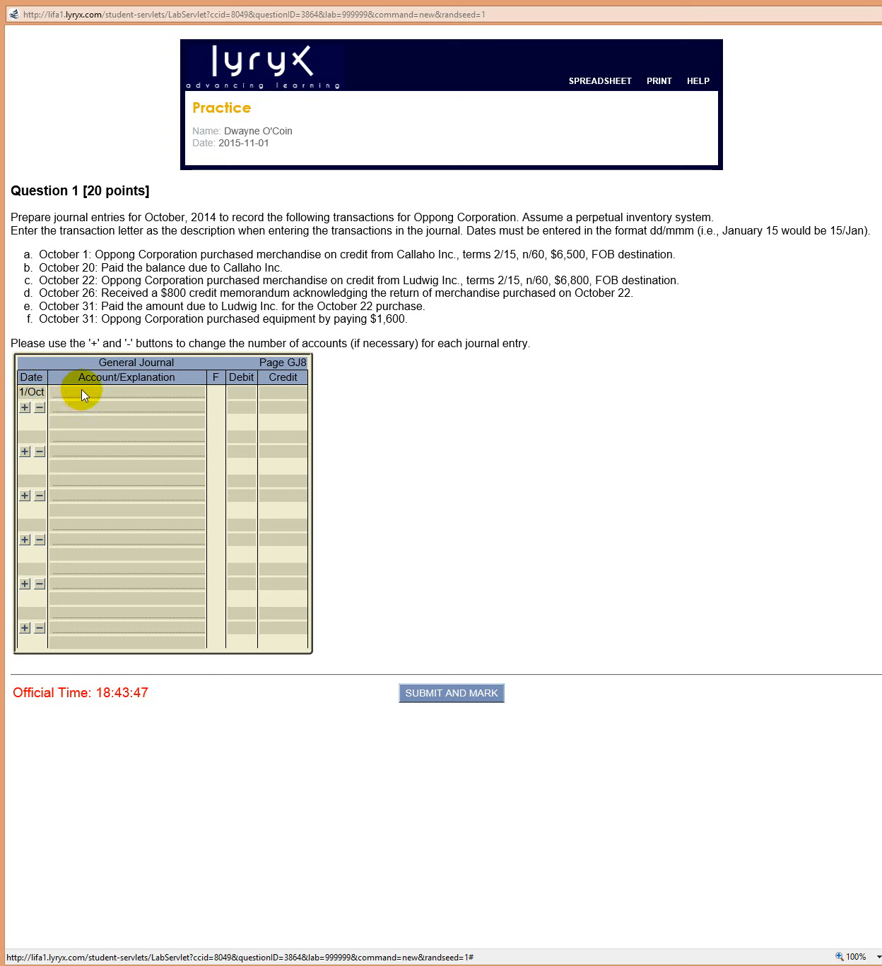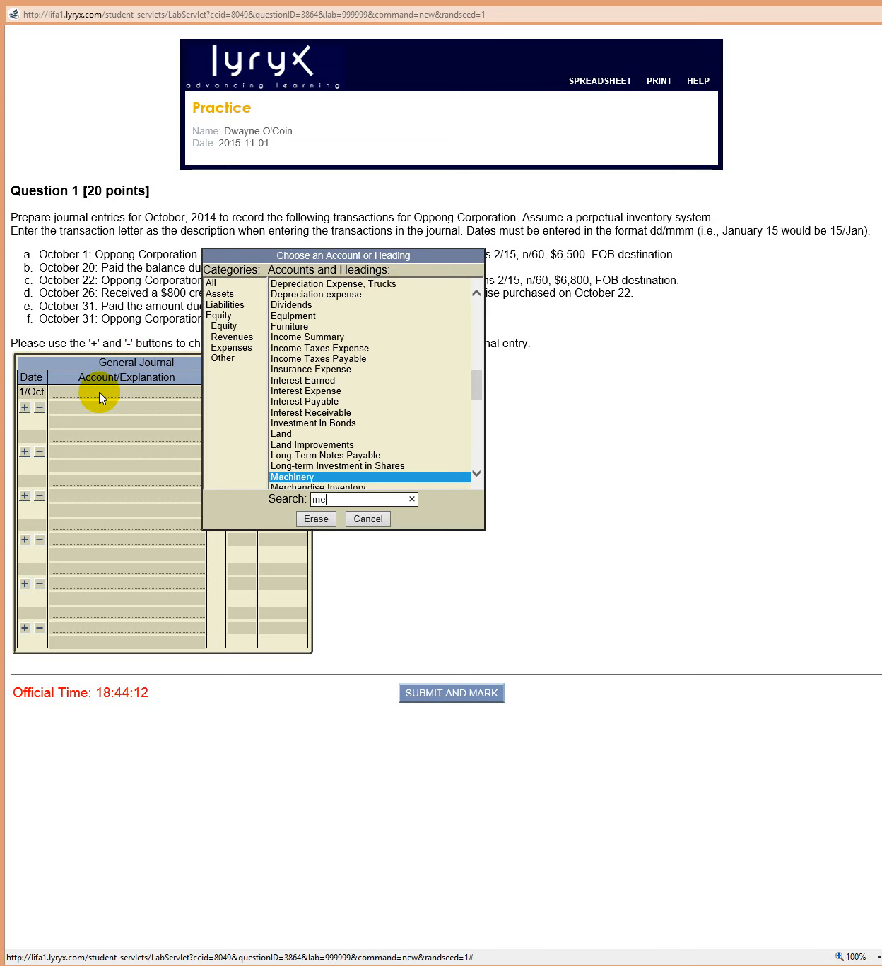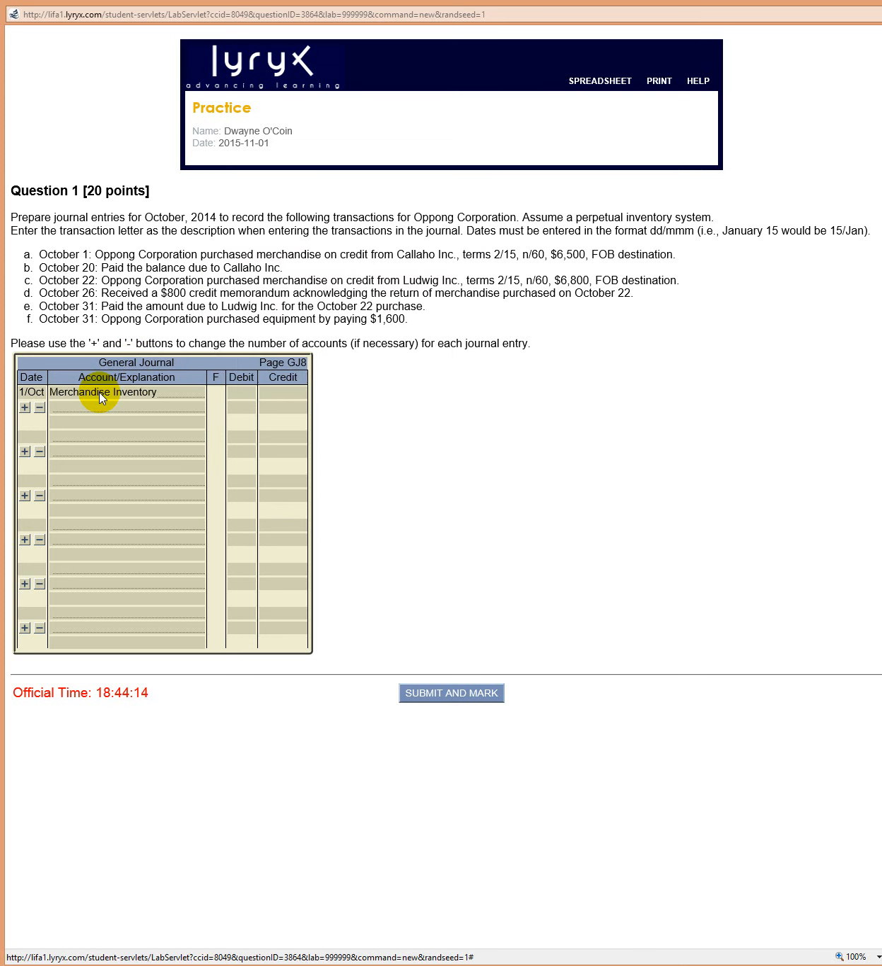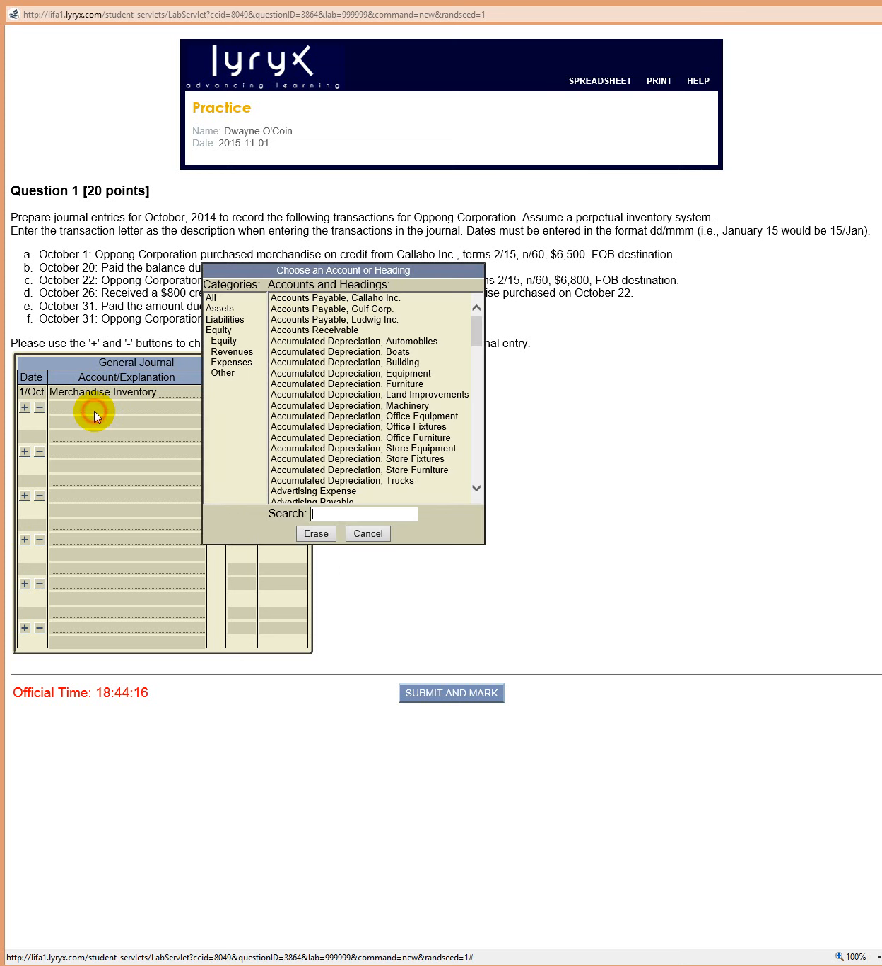date/month. And the first transaction says, Upon Corporation purchased merchandise on credit from Callao, terms 2/15, net 60, for 6,500, FOB destination. So as soon as we get the merchandise, it's ours. Okay, so we're going to debit the merchandise inventory, and we're going to credit accounts payable.